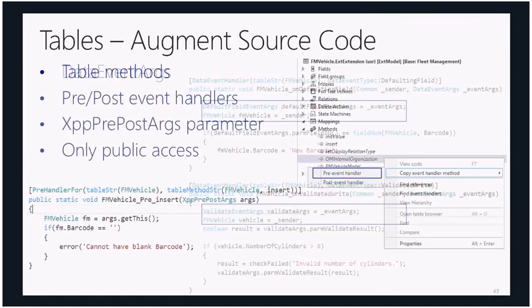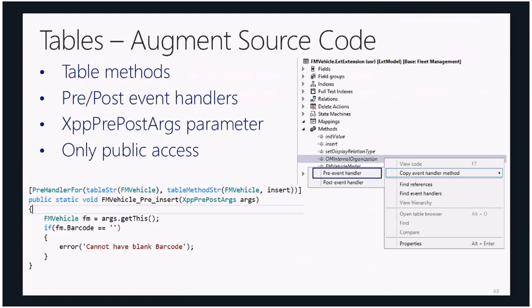Just as with the form object, it is possible to augment existing table methods with pre- and post-event handlers. All the same restrictions we discussed before apply here as well. You only have public access to the table and must access all parameters through the XPP pre-post args parameter.